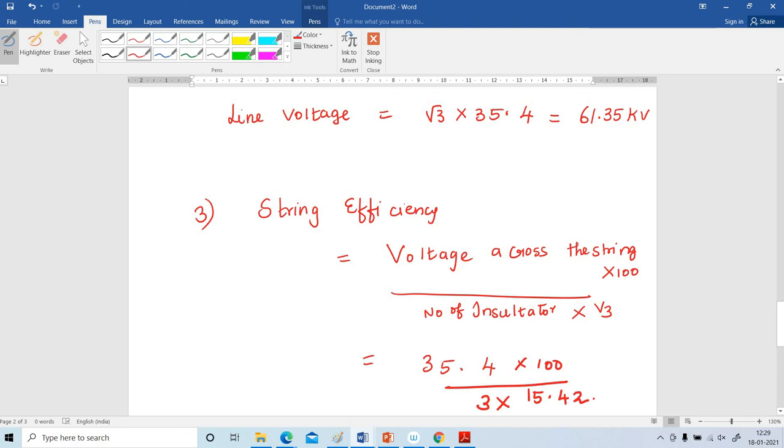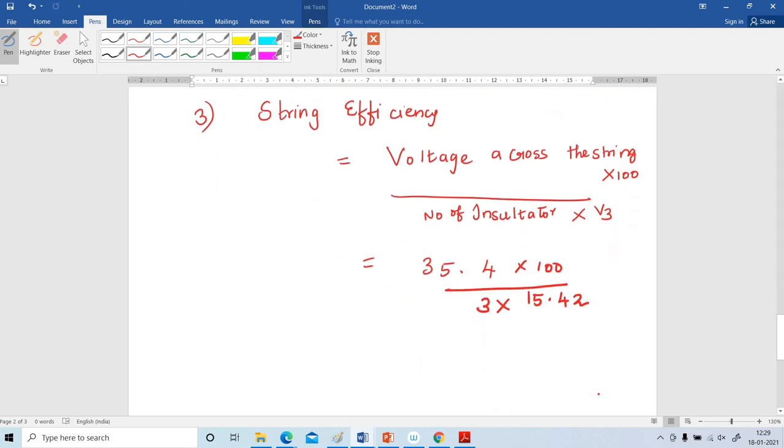Okay, now I am going to find out the answer. 35.4 divided by 3 divided by 15.4. So what is the answer? The answer is 0.7652 into 100. So what is the answer? 76.52 percentage is the string efficiency.